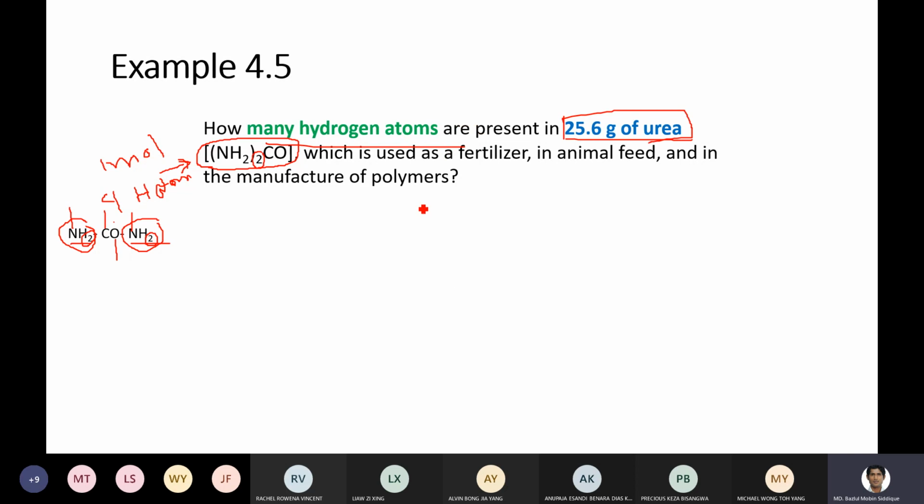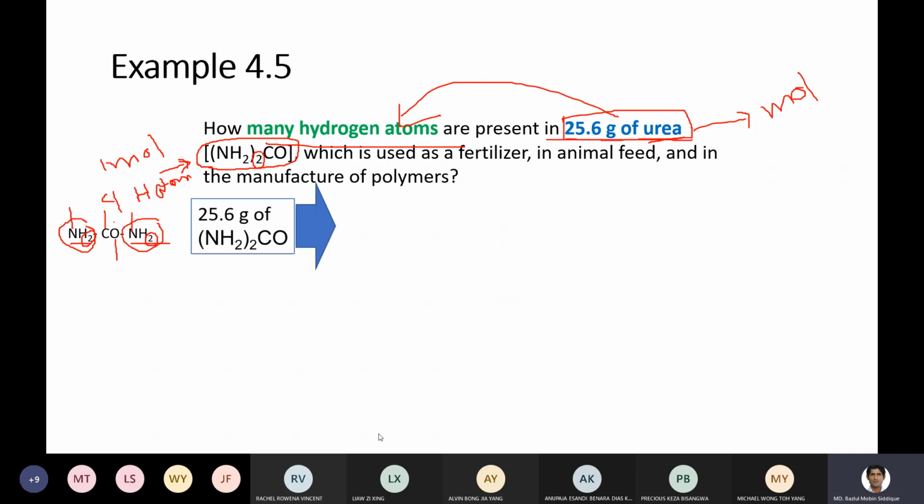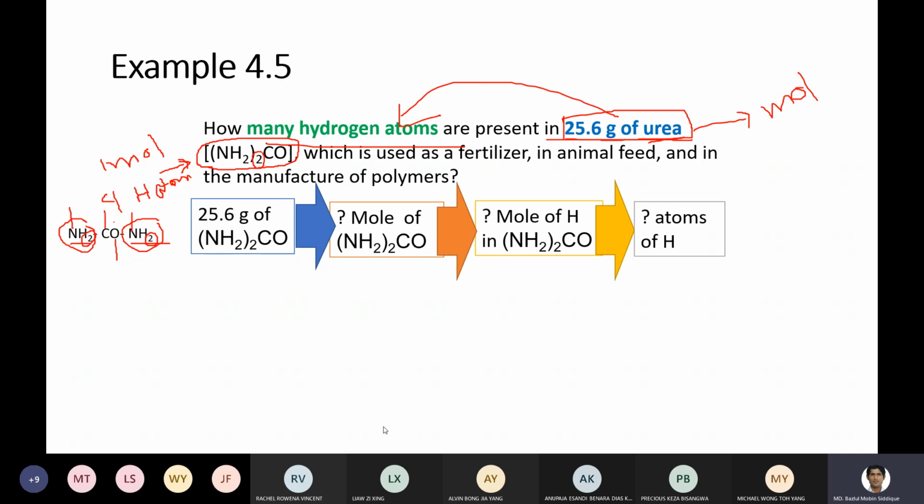So in this way, the question is how many hydrogen atoms are present in 5.6 gram of urea? Again, there is no direct way to go to that atom, but we have to go through the number of moles first. How many moles does 5.6 gram of urea make?